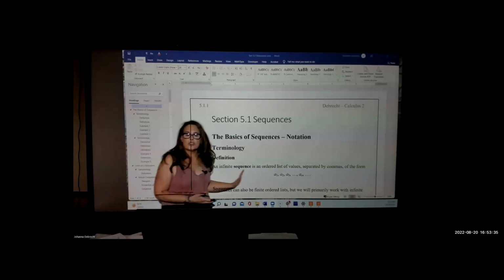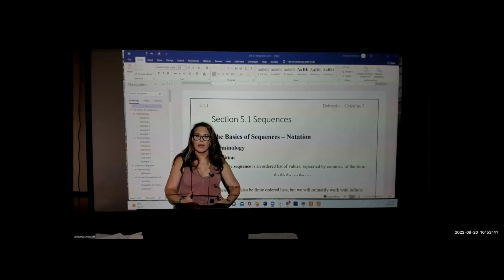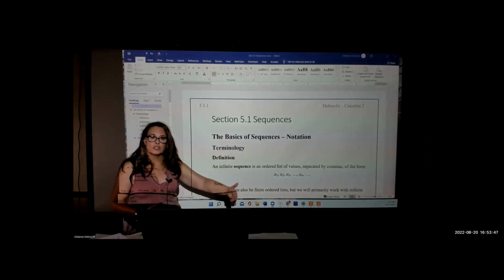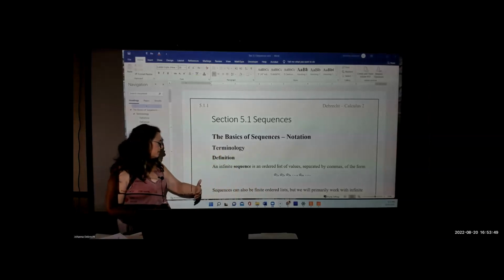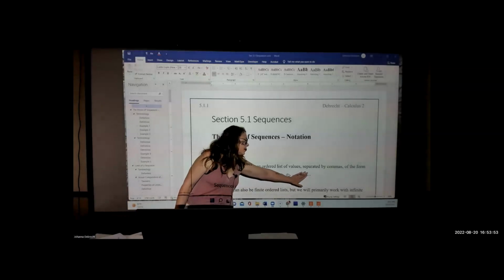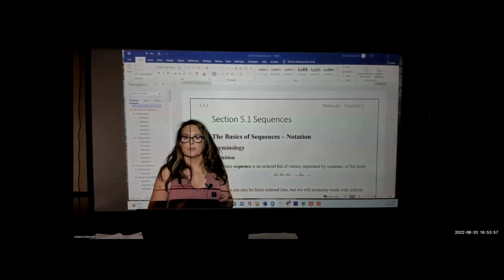So a sequence is just an ordered list. It's not a set because a set doesn't have any order. All the values are jumbled up. A sequence is an ordered list. So we know which one comes first, which is second, which is third. There's an order to it. Now, they could be finite, as in we could go from a sub 1, a sub 2, a sub 3 and stop. That's an ordered list of 3 different terms.